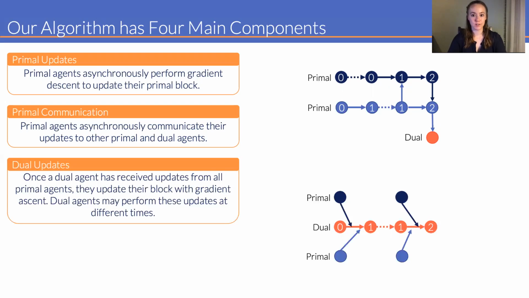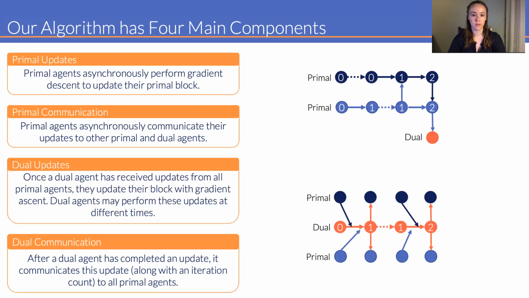Once a dual agent has received updates from all primal agents, it updates its block with gradient ascent. Dual agents may perform these updates at different times. Finally, after a dual agent has completed an update, it communicates this update, along with an iteration count, to all primal agents.